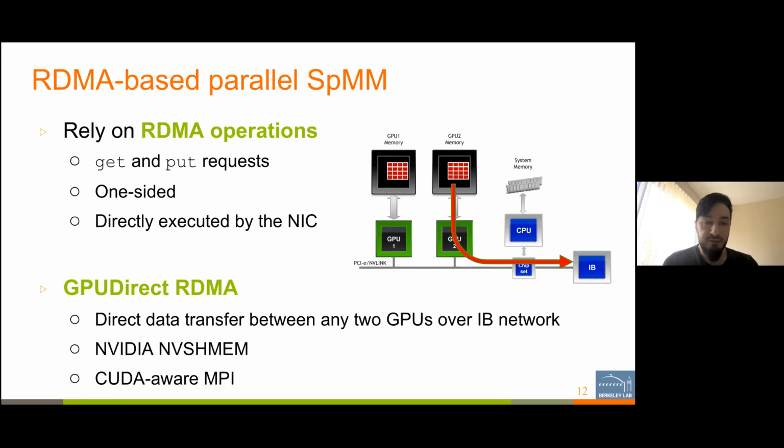For the asynchronous approaches, we rely on RDMAs. Each process here performs remote get and put requests, which are directly executed by the network interface card. These are one-sided operations. There are two ways to realize this. One is through NVIDIA's NVSHMEM library, and the second is CUDA-aware MPI. In our work, we will be using the NVSHMEM implementation.